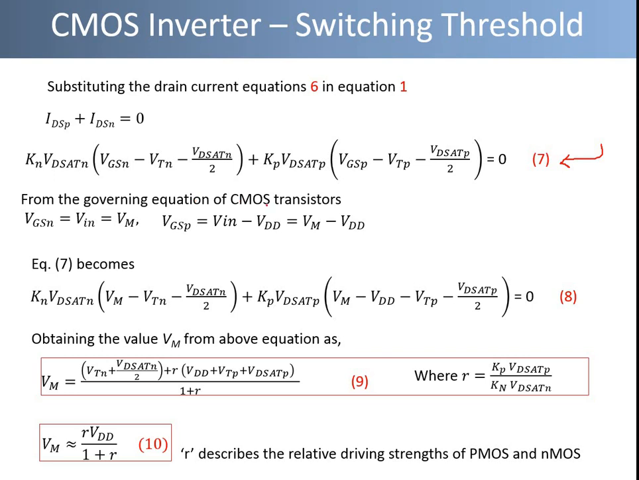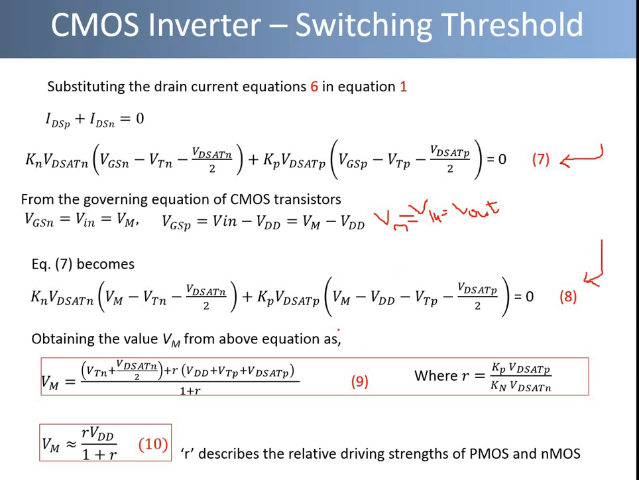Now from the governing equations of CMOS inverter, we know that the gate to source voltage of NMOS is equal to Vin, which is equal to Vm as we defined earlier. Similarly, gate to source voltage of PMOS is equal to Vin minus VDD. As we know, by definition, Vin is equal to V out and this point is equal to Vm. So Vm is equal to Vin and Vm is equal to V out. Now substituting these values in equation number 7, we obtain equation number 8.